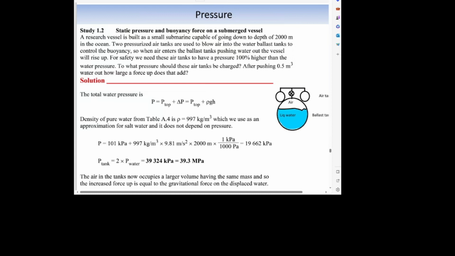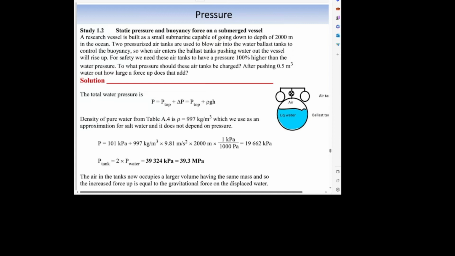Okay, so the first part of this is thinking about the water pressure at that point at 2,000 meters. You have the top pressure, which is whatever pressure is pushing down due to the atmosphere, plus the pressure due to the depth, essentially the column of water on top of the submarine. Okay.